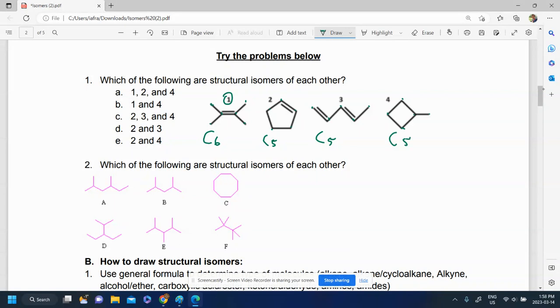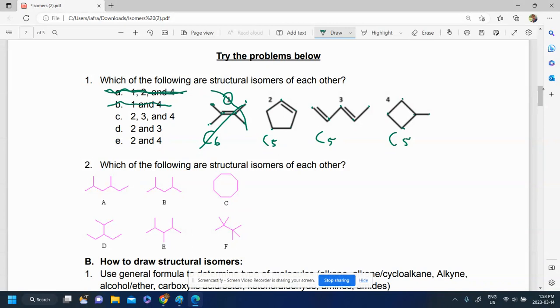Notice by just counting the carbons, I got rid of option number 1. So option number 1 cannot be the case because it has 6 carbons, right? 1, 2, 3, 4, 5, 6. It's not part of it. So that means I can delete A and cross out B from my choices. And now I'm only choosing between 3 different choices. So now I'm going to find the rest of the molecular formula, the H's, and then from there I can make more decisive conclusions.